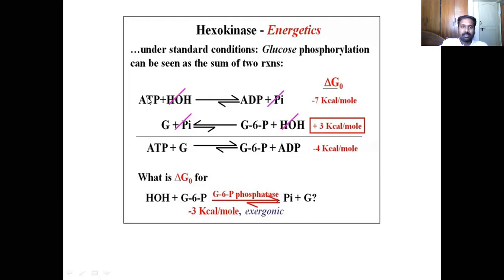On the reactant side, the remaining molecules are ATP plus glucose. On the product side, the remaining molecules are ADP plus glucose 6-phosphate. That is what you have. Like you have added the molecules, you should also add their thermodynamic quantities, variables. So delta G is, add these two, minus 7 plus 3. What is the answer? Minus 4. So the delta G of this reaction is minus 4 kilocalories per mole.